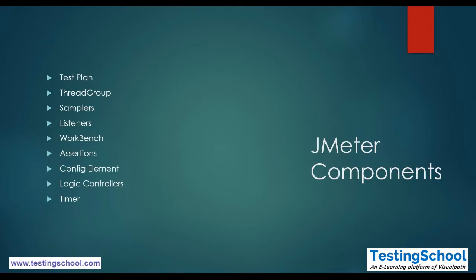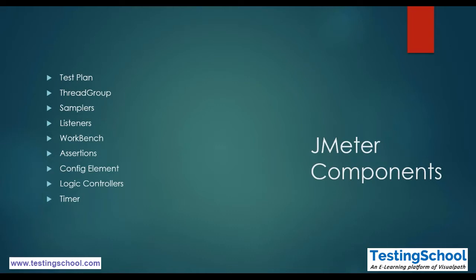When we say JMeter components, basically we have test plan, which is the highest level, and then we have thread groups. Then we have samplers, listeners. Samplers are nothing but the actual request which you will be preparing to hit the server. Then listeners, which will show you the report, and we'll have workbench. Actually, workbench is obsolete right now. It is not part of post JMeter 4 versions.